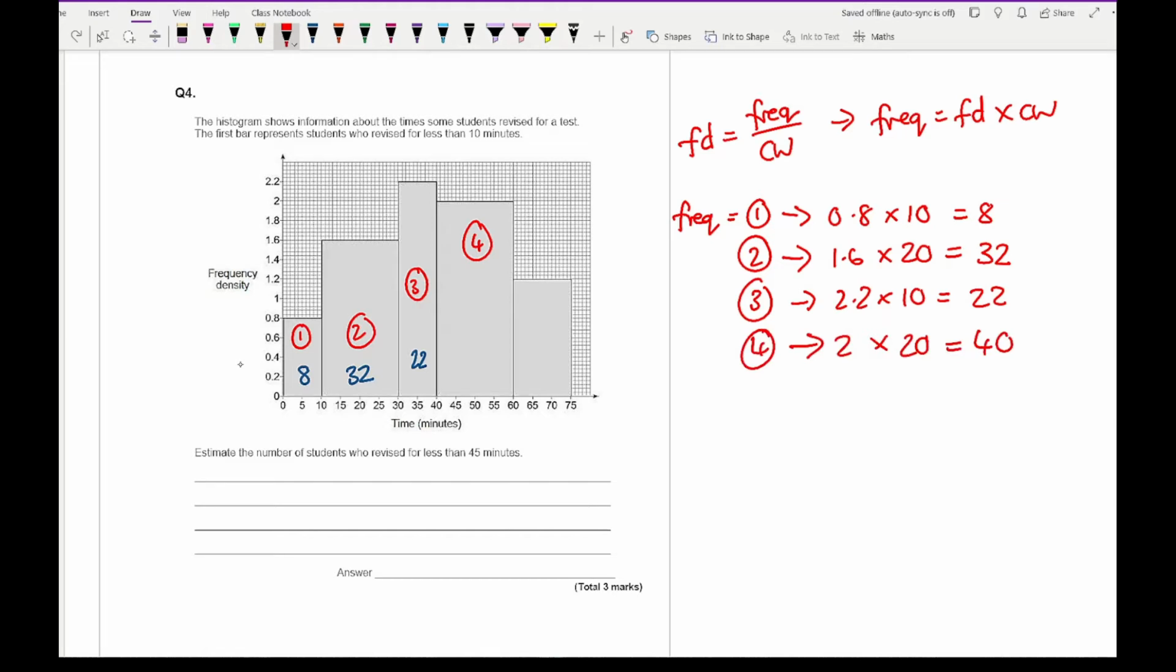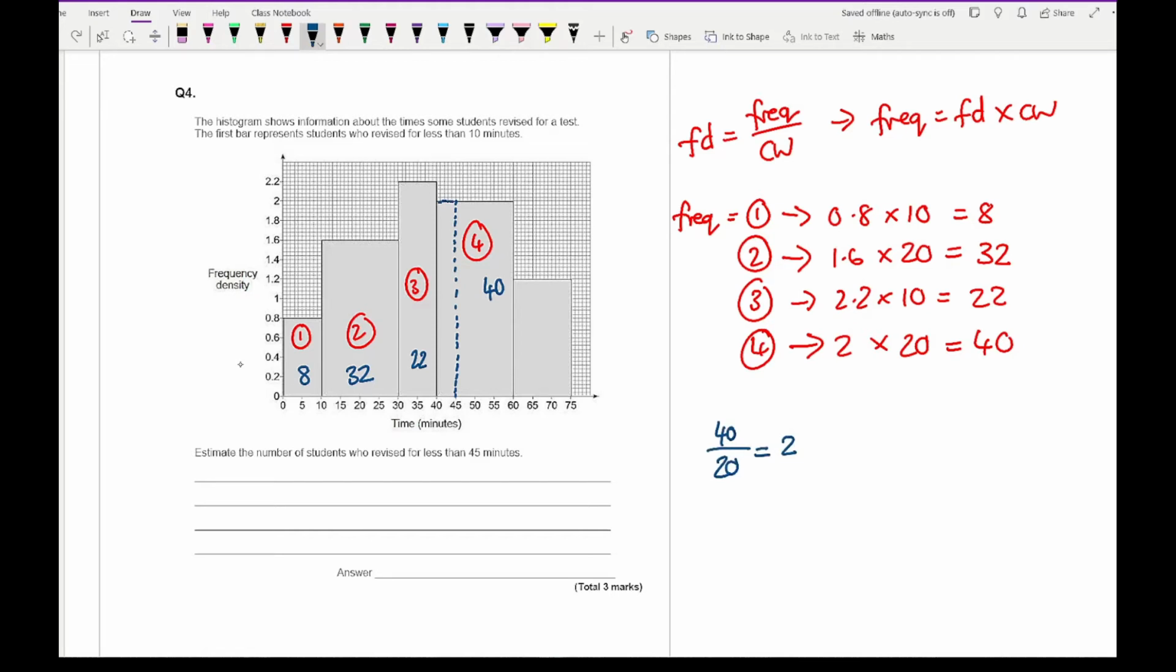Then obviously I don't need to work out the rest, because the question is asking me to estimate the number of people that are under 45 minutes. So what I'm wanting is this here. Now in this fourth block, there are 40 people. What I want to do here is work out how many people there are in each of these little vertical slivers. The class width is 20, so 40 divided by 20 equals 2. So every one of these little squares represents 2 people.